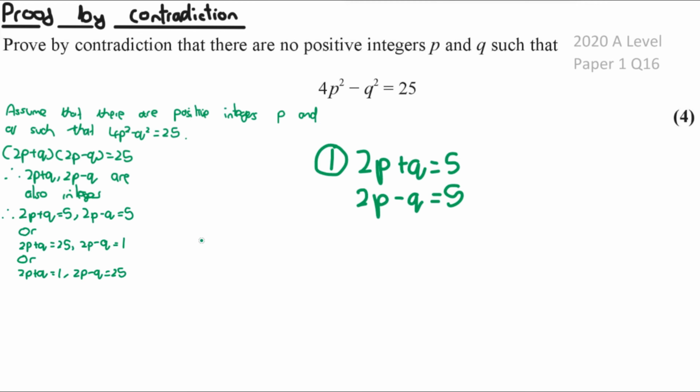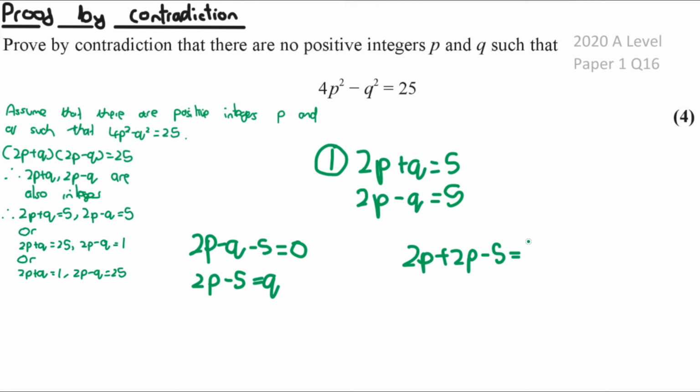So for this one, I'm just going to rearrange to get 2p minus q minus 5 is equal to 0. And this is equal to 2p minus 5 is equal to q. And then we can sub that into here to get 2p plus q, which is equal to 2p minus 5. So it's going to be 2p plus 2p minus 5 is equal to 5. So this is 4p minus 5 is equal to 5. So this is 4p is equal to 10. So therefore p is going to be equal to 10 over 4, which is equal to 5 over 2.